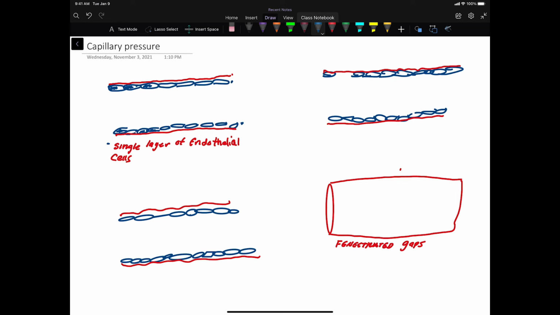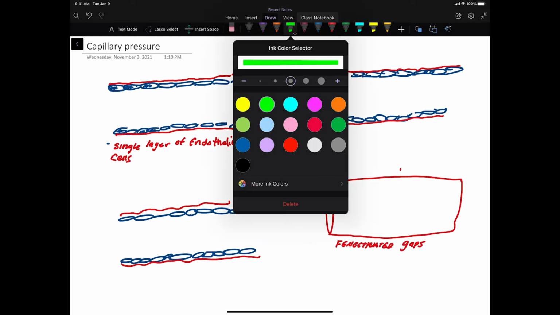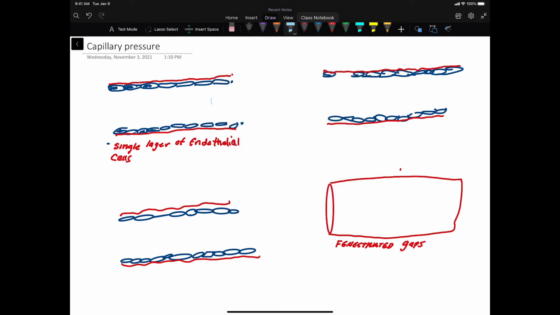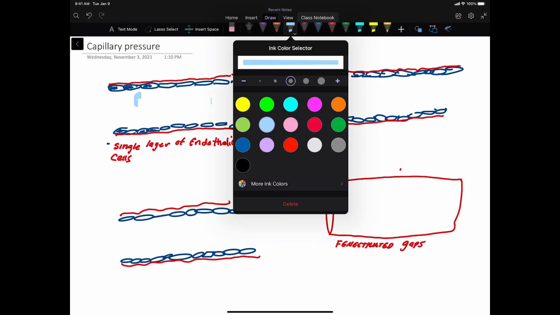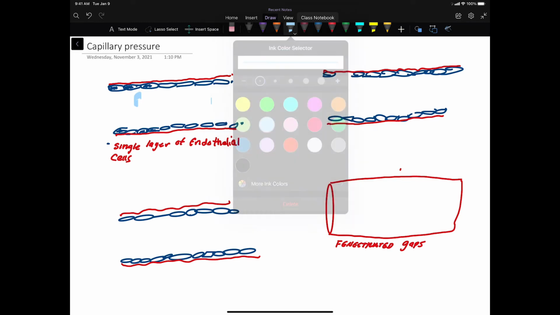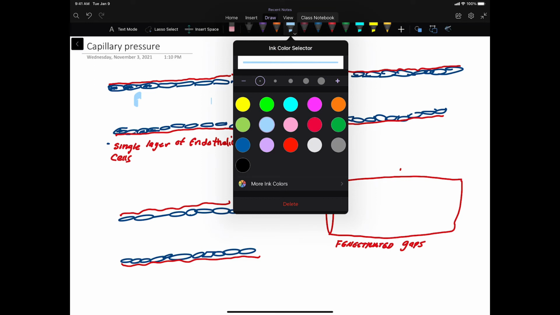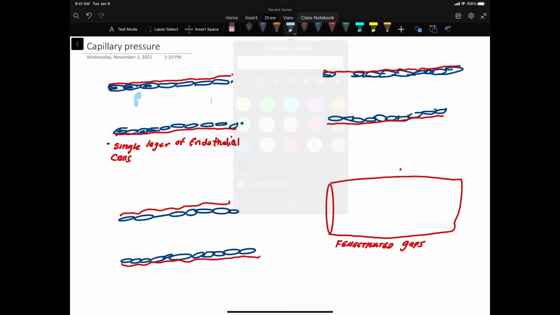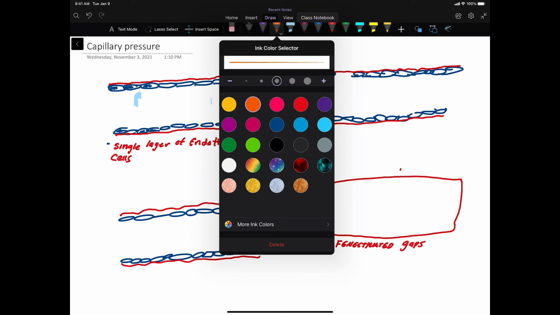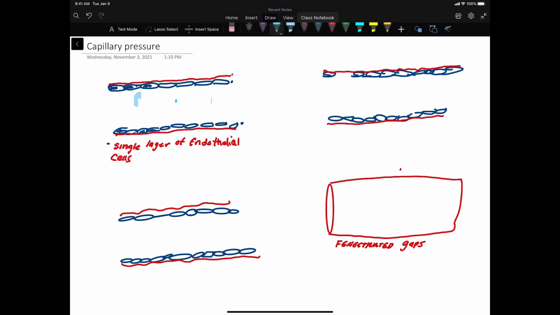So one of the things that happens here, let's get rid of that highlighter. Let's pick another color. This looks like oxygen. One of the things that happens here is the red blood cells. Sorry about that. Okay, let's pick that one. There we go. So one of the things that happens here is we have oxygen being pushed out and CO2 being pulled back in.